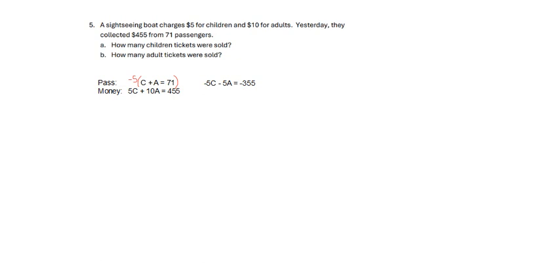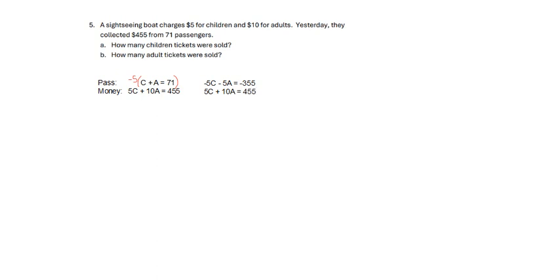And here's something that I like about this. Notice that the second equation, the money equation, already has positive 5C. Since we already have the same numbers with opposite signs, I don't have to do anything further with money. So literally, with the money equation, I'm just going to transfer it over. So underneath this, I'm going to write positive 5C plus 10A equals 455.